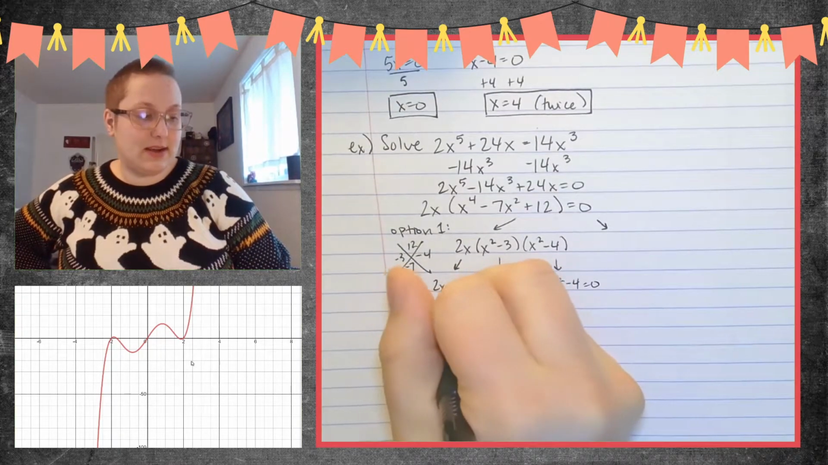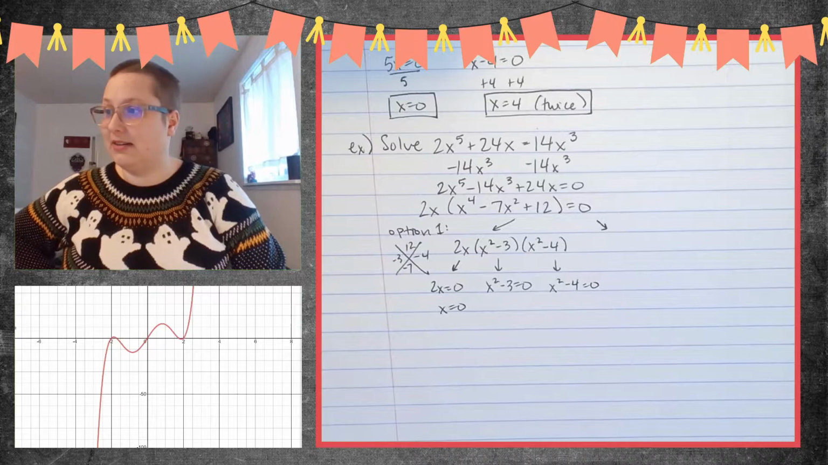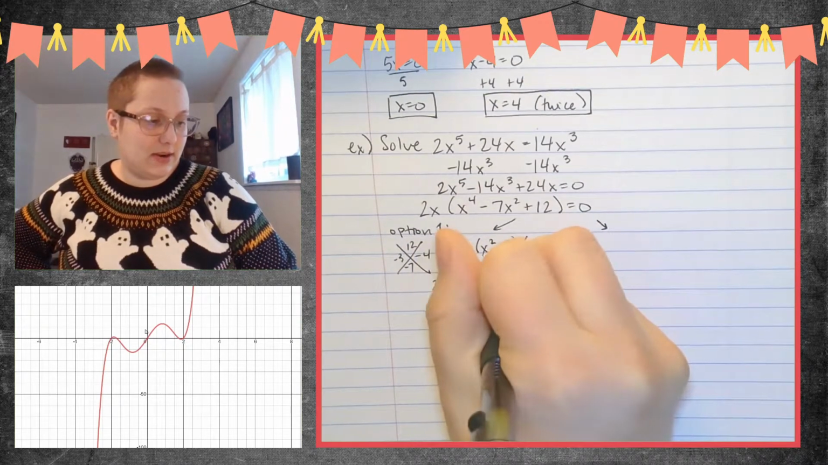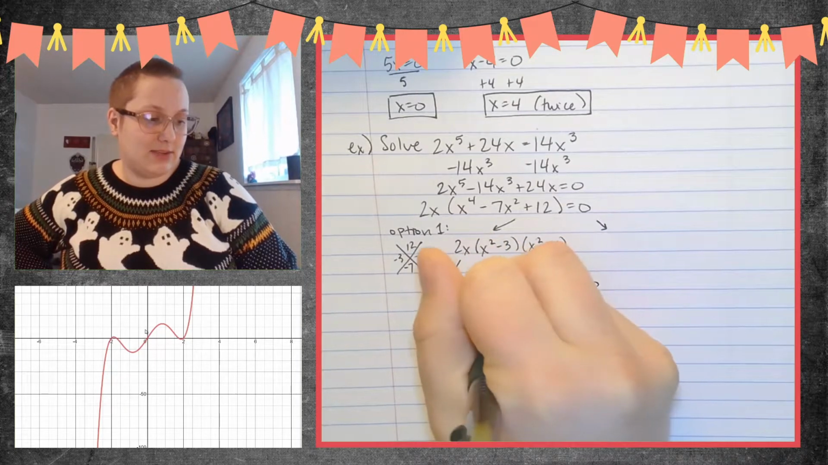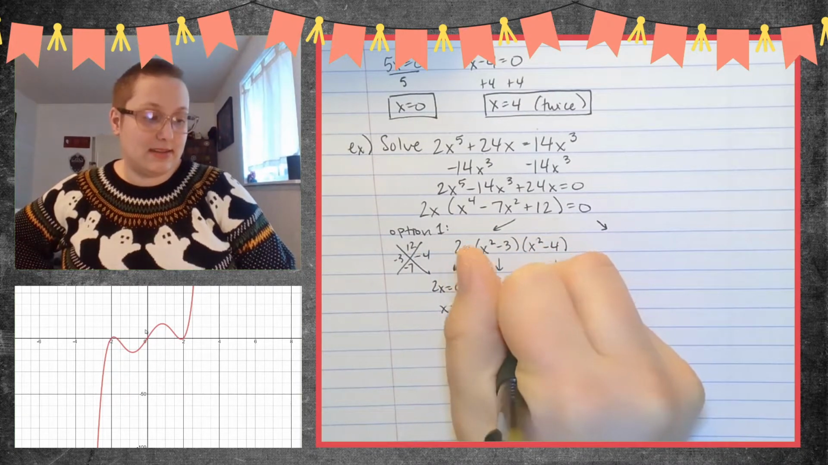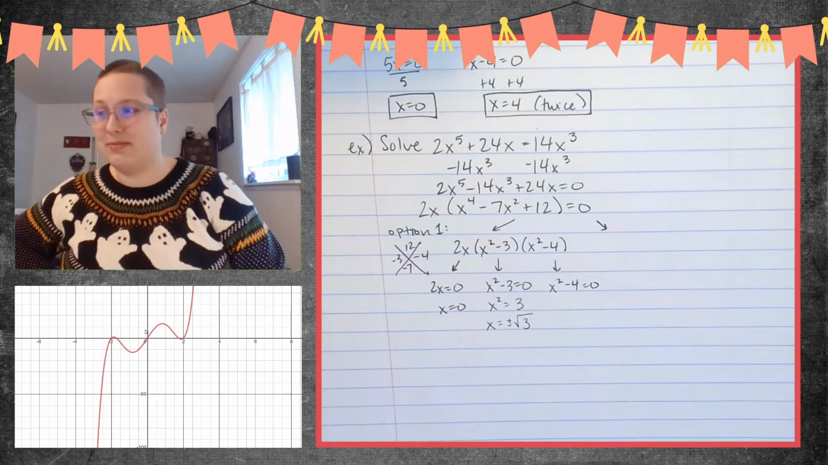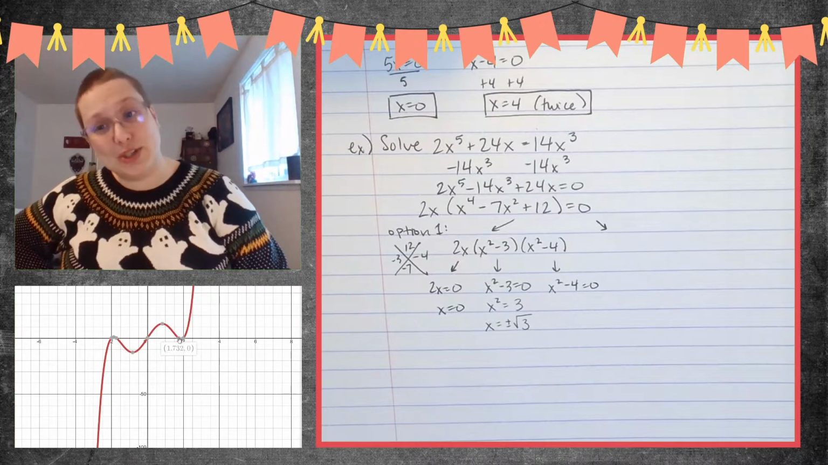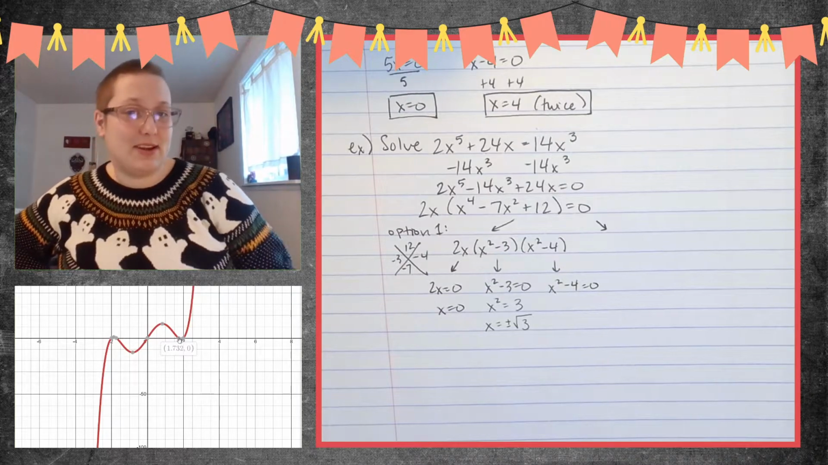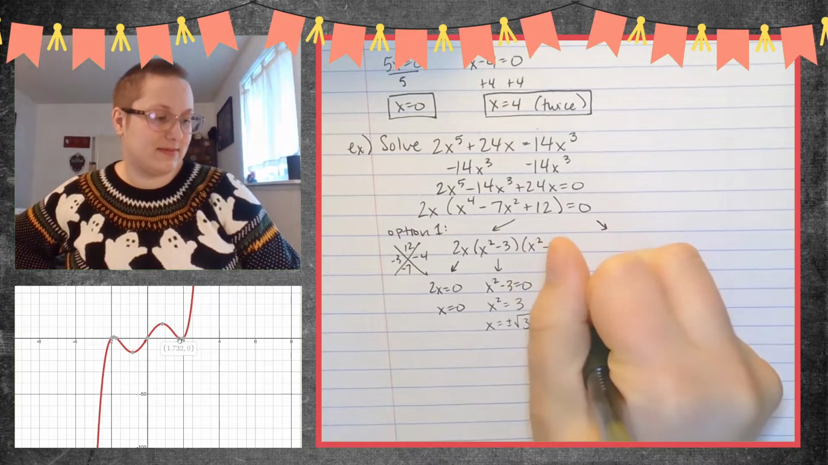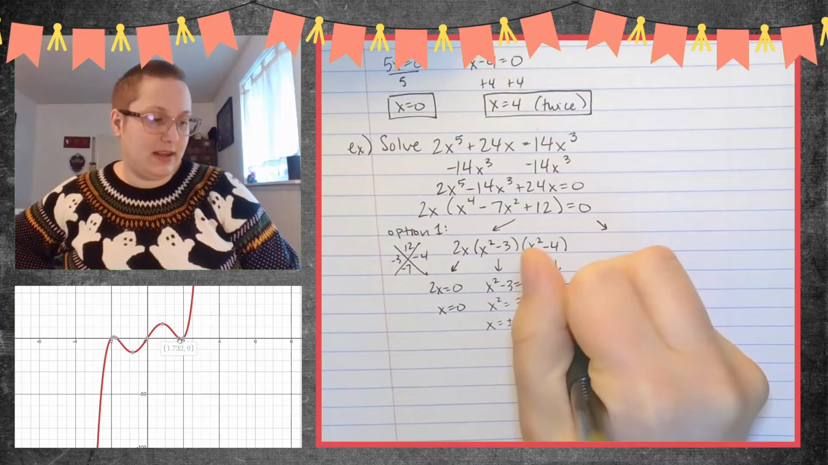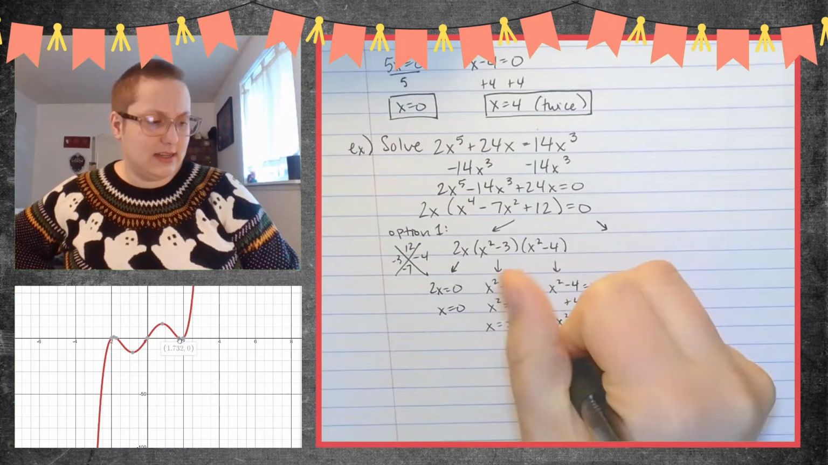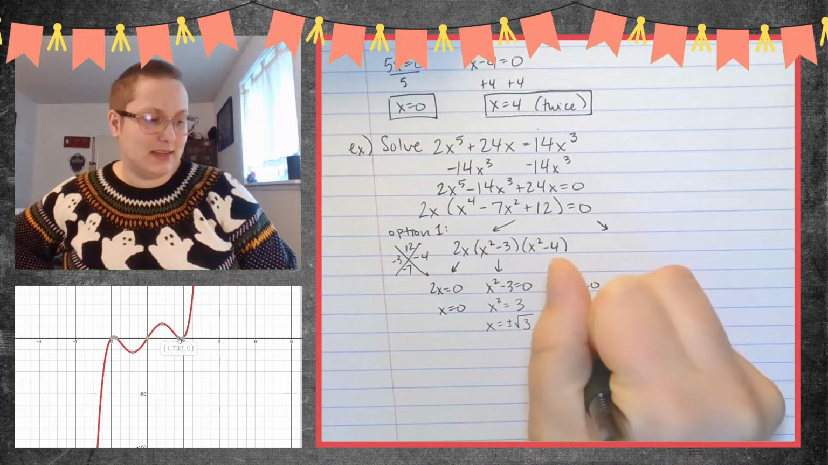Well, if 2x equals 0, x equals 0, that's this one right here. If x squared minus 3 equals 0, x squared equals 3, and x would be plus and minus the square root of 3. Who knows what that is? This calculator knows. It's right here, 1.732. Thank you, Desmos calculator. And then this one will be x squared equals 4. So x equals plus and minus 2.